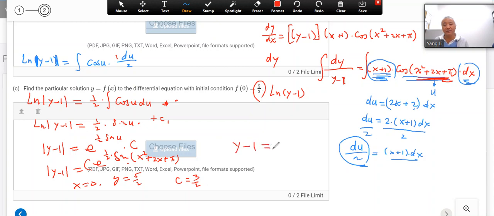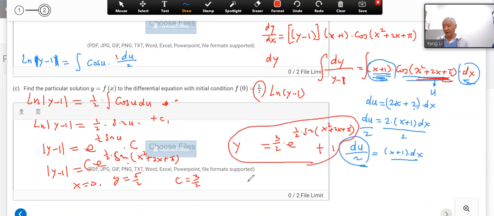So finally you can get y minus 1 equals 3.5 times e to the half sine of (x squared plus 2x plus pi), like this. Of course, you can add 1 on both sides, and you get y equals this one plus 1, like this. So this is the final answer, okay?